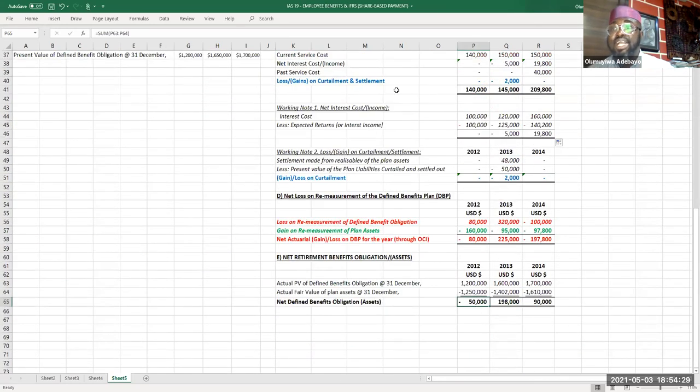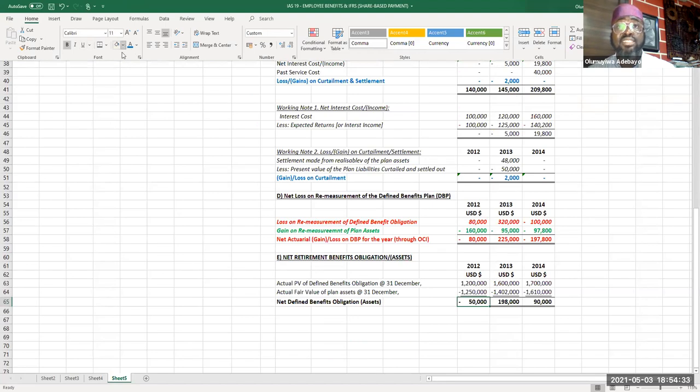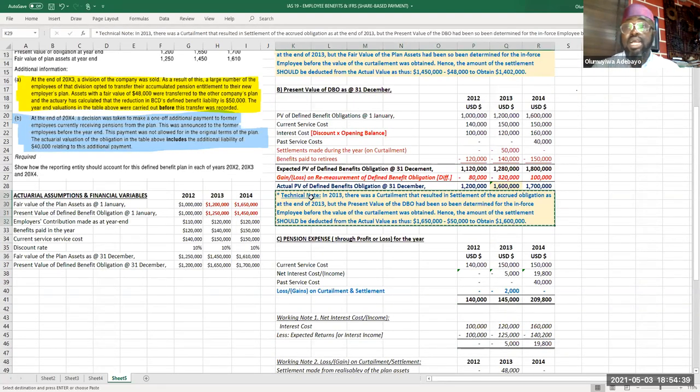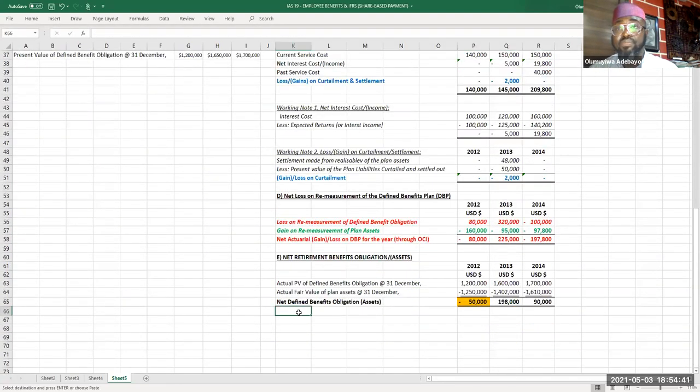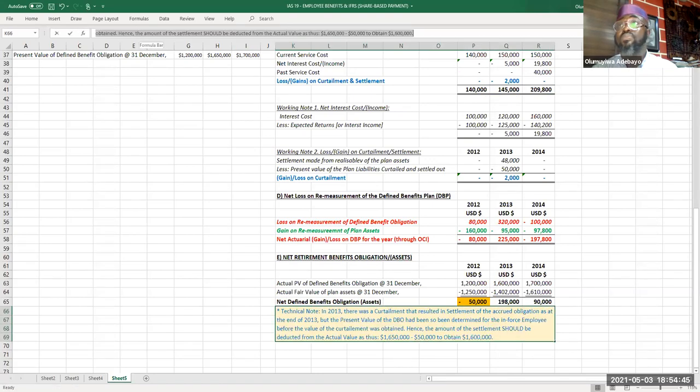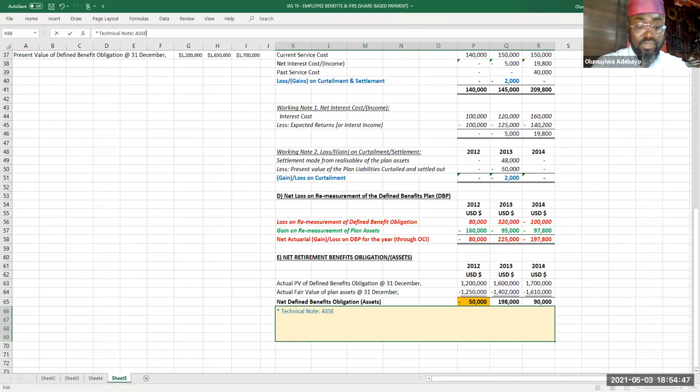Take note, the only aspect that is remaining for me to discuss is what I highlight now, which is the aspect that we'll talk on: asset ceiling. Asset ceiling test.